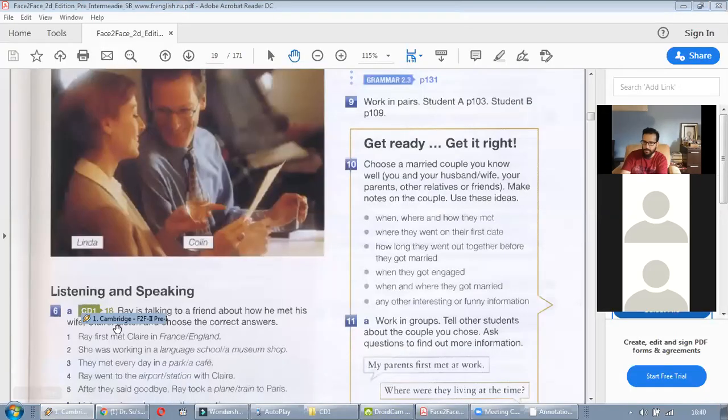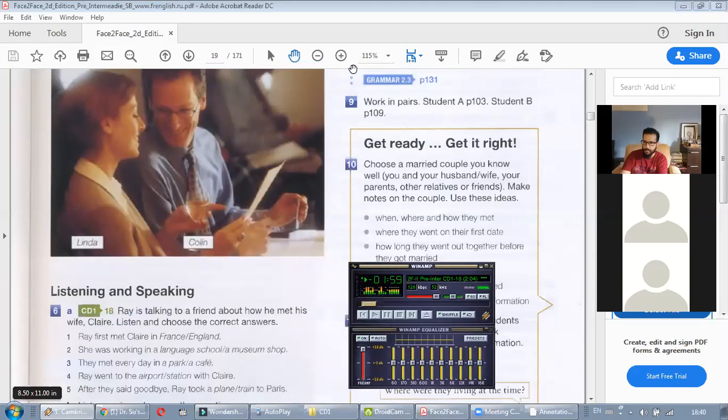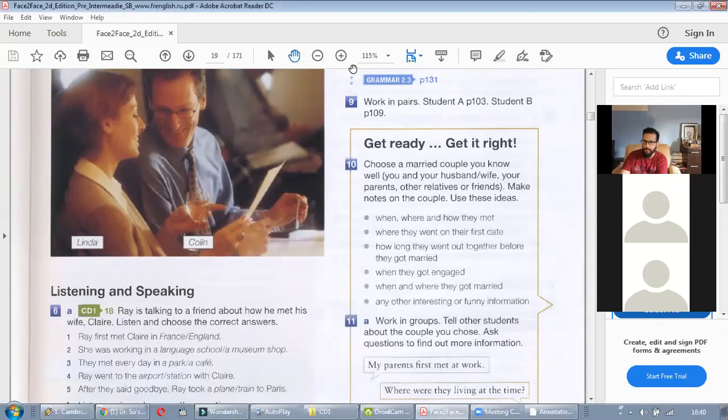Track 18. How did you meet your wife, Ray? We first met when she was renting a room in my sister's flat in Brighton. Was it love at first sight? Yes, it was. Well, for me anyway. So what happened? Well, Claire wanted to improve her English, so she was working in the shop at the museum for the summer. But she said she wasn't practicing her English because most of the people who came to the museum were tourists. So I said, look, I want to practice my French. So let's meet for half an hour every day. We can have 15 minutes speaking French and 15 minutes speaking English.